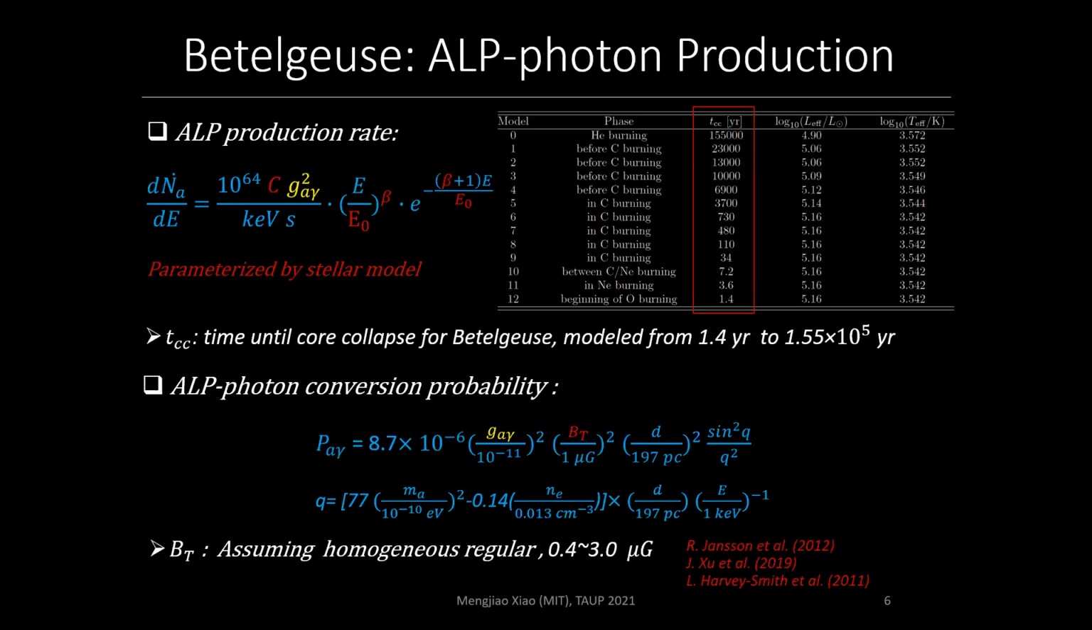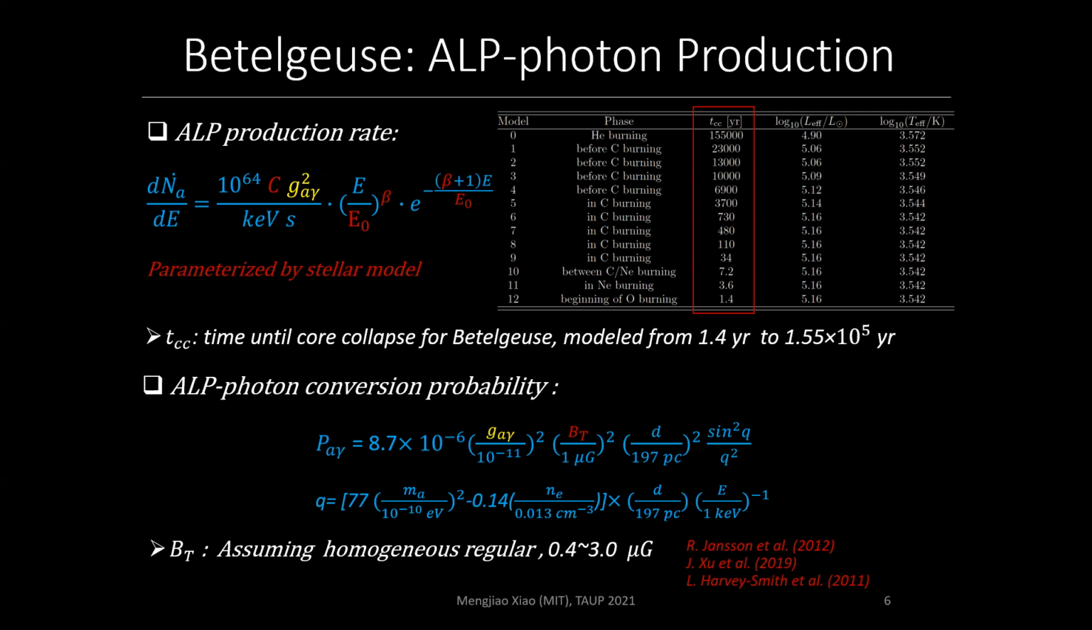We are interested in the Primakoff process in this work, so the axion production rate from Betelgeuse can be numerically calculated with this formula. These parameters are determined by the stellar model. Here, we use the TCC, the time until core collapse for Betelgeuse, to model its stellar stage. Then we fitted each stellar model to extract their parameter values.